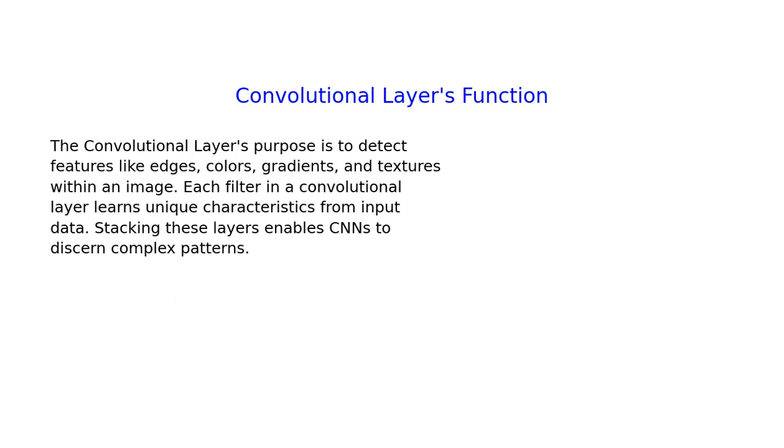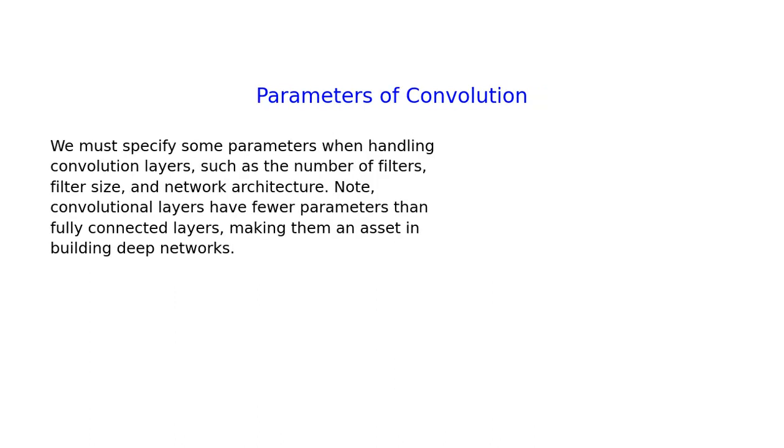Each filter in a convolutional layer learns unique characteristics from input data. Stacking these layers enables CNNs to discern complex patterns. We must specify some parameters when handling convolution layers, such as the number of filters, filter size, and network architecture. Note, convolutional layers have fewer parameters than fully connected layers, making them an asset in building deep networks.